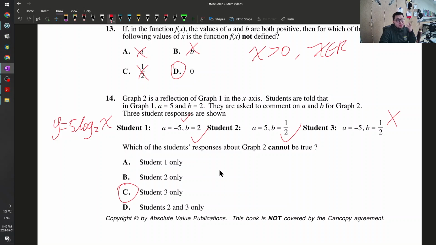So what happened with student 3 is, if A becomes negative or B becomes a reciprocal, it will flip the graph across the x-axis. But because student 3 had both of these things, A is negative and B is the reciprocal, it flipped the graph once and then twice, so it went back to the original.